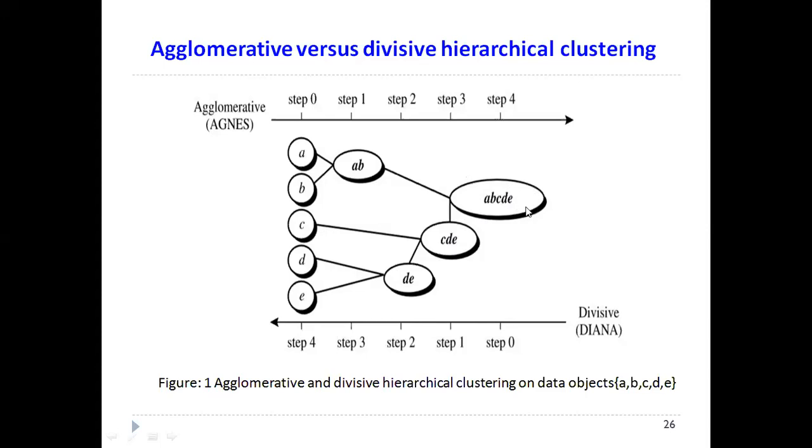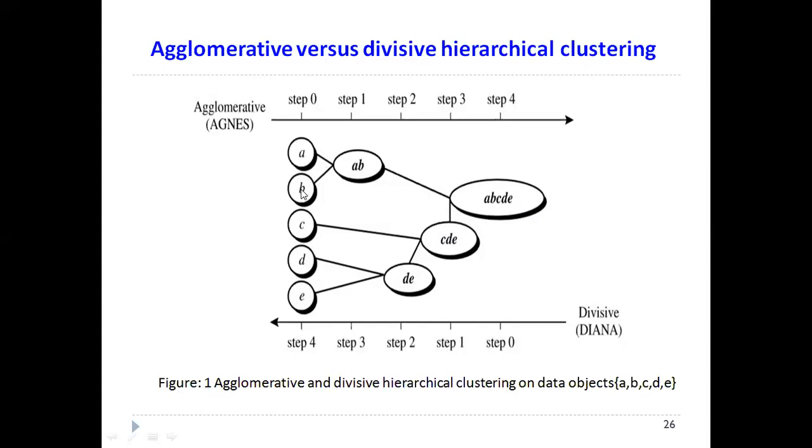Whereas in the divisive method, what happens is you have only one single cluster at first, but as you move on, it gets split up. In step three, it gets split into AB together and CDE together. In the next step, CDE is split into C and DE. Again, DE is split into D and E. AB is split into A and B.